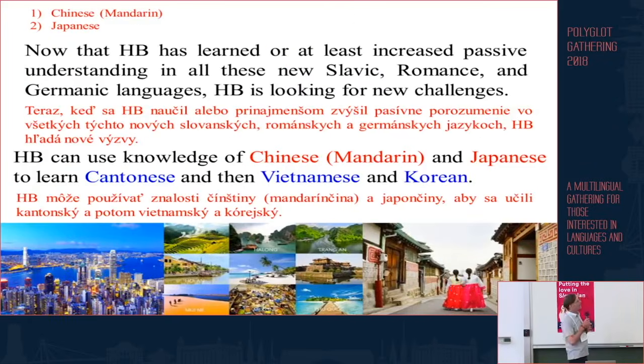Now that Polyglot B has just finished increasing its number, at least passive understanding, in all these new Slavic, Romance, and Germanic languages, B is looking for new challenges. So all the languages I'm going to talk about now are not on Polyglot A's list. Polyglot A had 32, Polyglot B has 22, but all these other languages Polyglot A does not have. B can use knowledge of Chinese, Mandarin, and Japanese to learn Cantonese, and then Vietnamese and Korean.